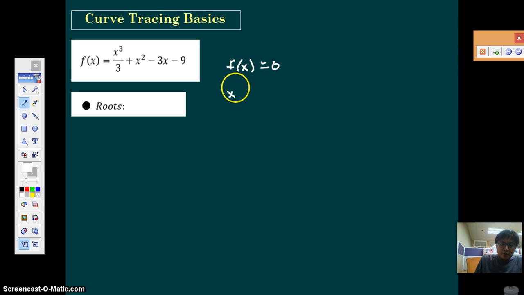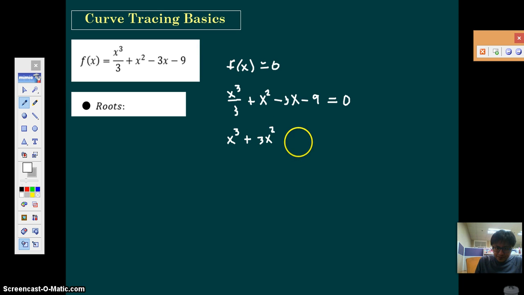So equating this to 0, we have x cubed over 3 plus x squared minus 3x minus 9 equals 0. Multiplying by 3 to make our solving easier, you have x cubed plus 3x squared minus 9x minus 27. Now you can solve this polynomial using your methods, but I like to solve polynomials by factoring if I can. And here I will use factoring.